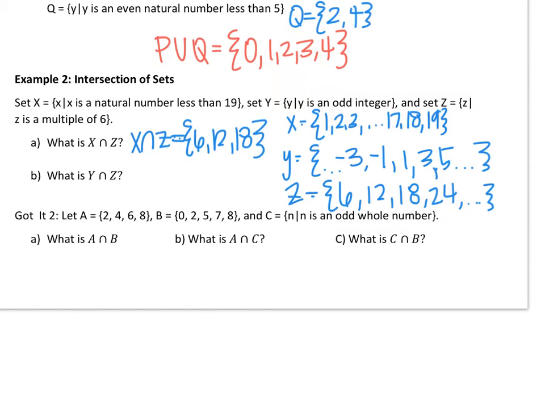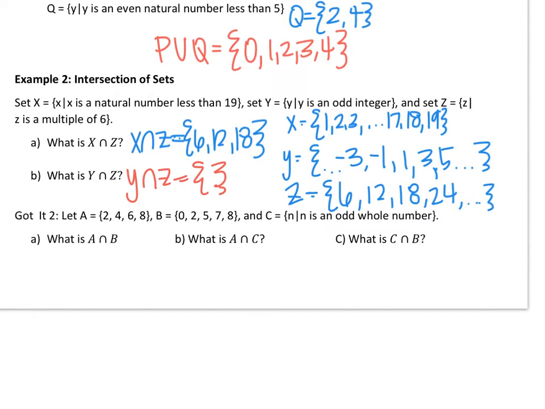Okay, Y intersect Z. They want to know what number is an odd integer and a multiple of 6. Now, I don't know if you noticed this about multiples of 6, but 6, 12, 18, and 24 are all even. And all multiples of 6 are even. So there's no number that's going to be an odd integer and an even multiple of 6. So Y intersect Z is going to be the empty set.